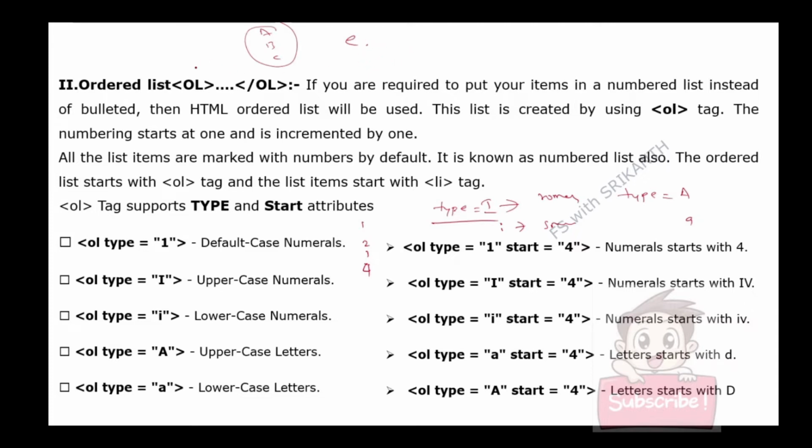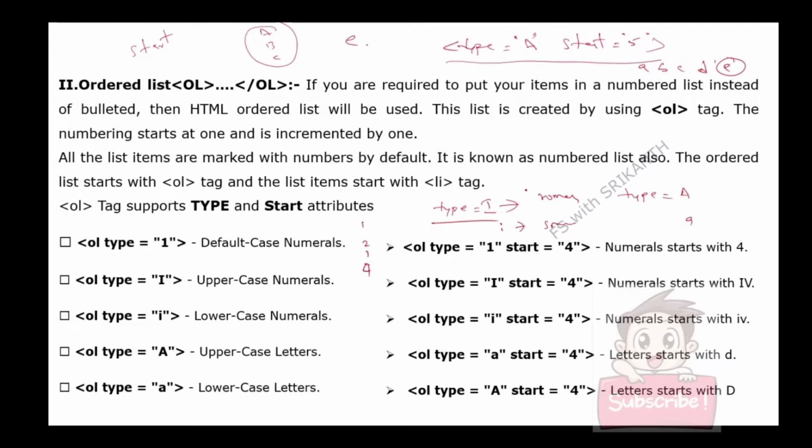The ordered list has one more attribute, that is the start attribute. Just observe the type value: suppose you take type equal to 1, otherwise capital A, and start equal to 5. It starts from the fifth letter, A, B, C, D, E. It starts from E. This is a way we can represent.